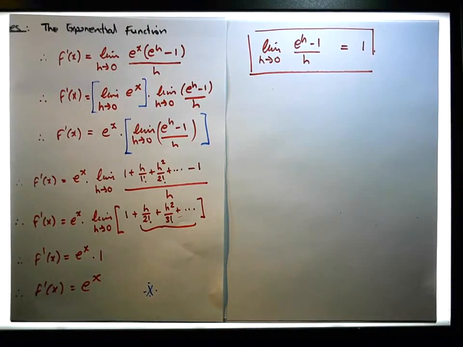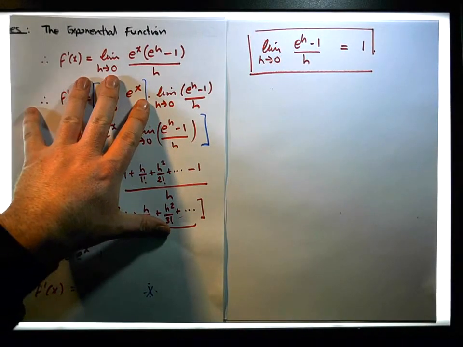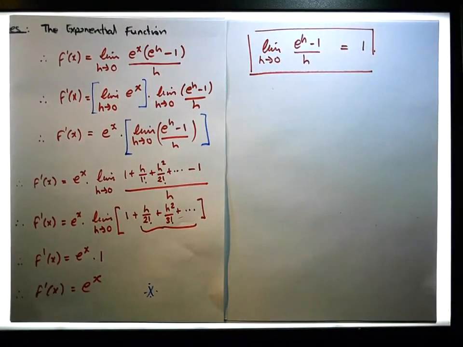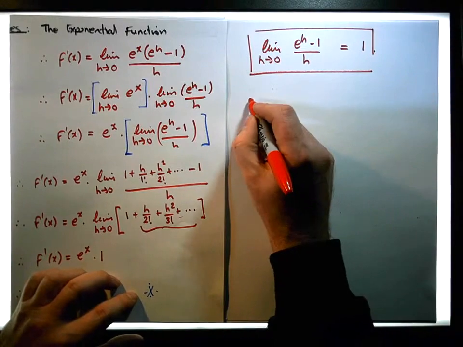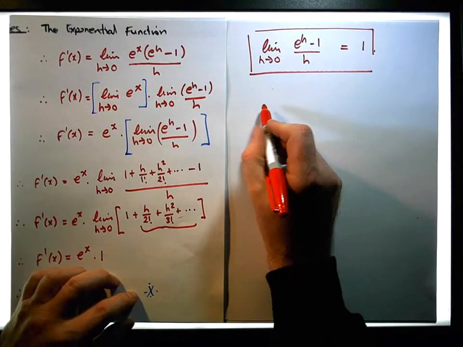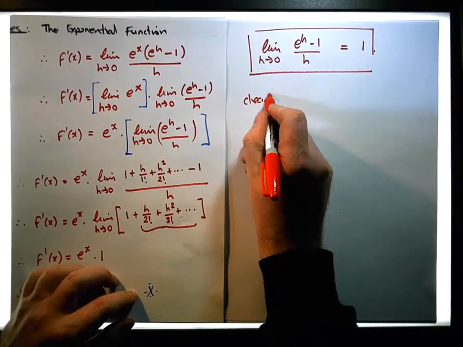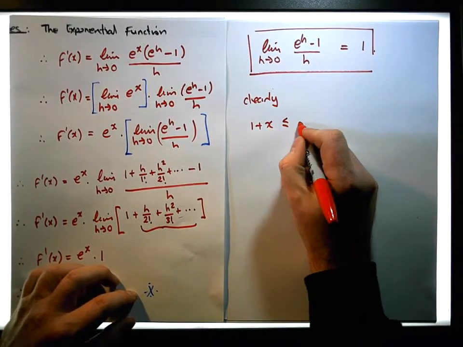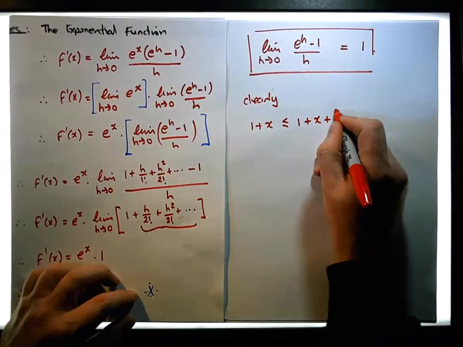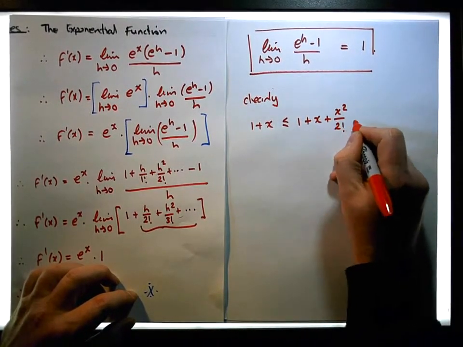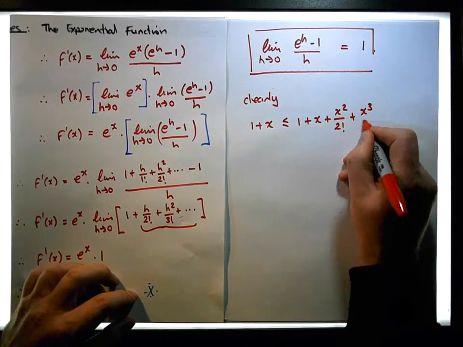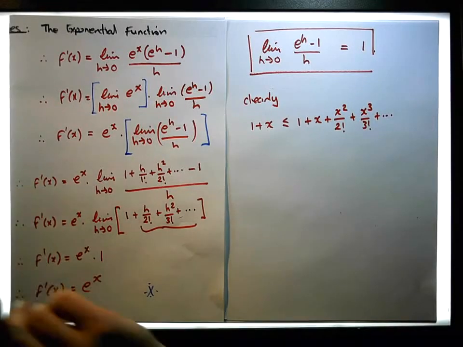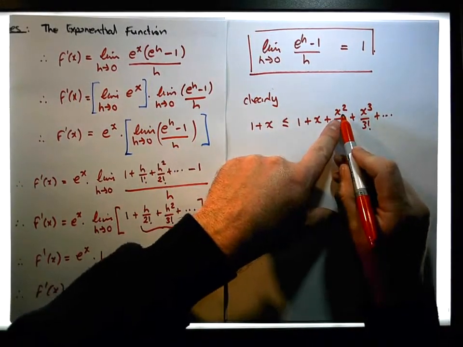I mean, there's lots of sites online that present the proof from this particular perspective. There are other ways that this particular limit can be evaluated by observing. So let's say what we have is, I think clearly, that 1 plus x is definitely less than or equal to 1 plus x squared over 2 factorial plus x cubed over 3 factorial plus and so on. I think that's pretty clear when x is greater than or equal to 0.